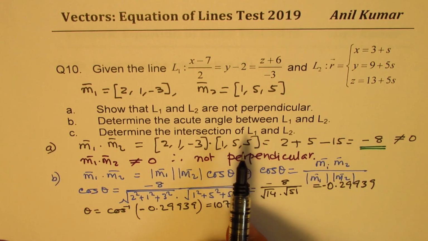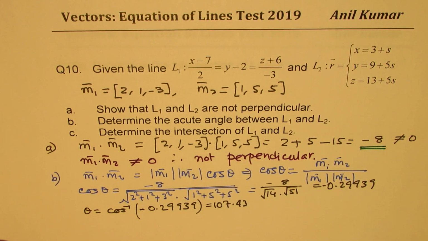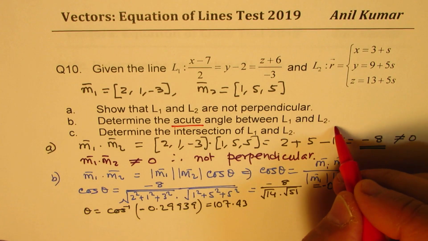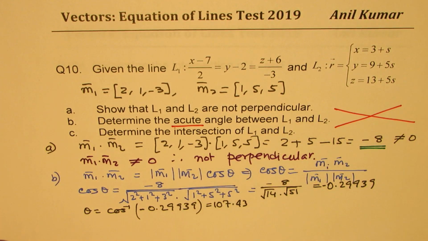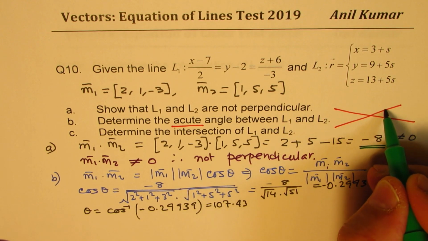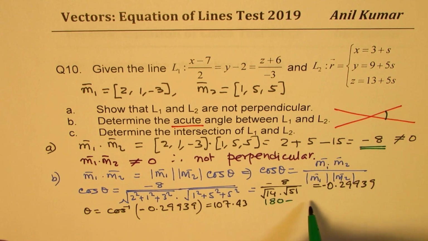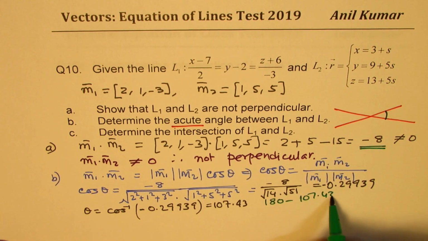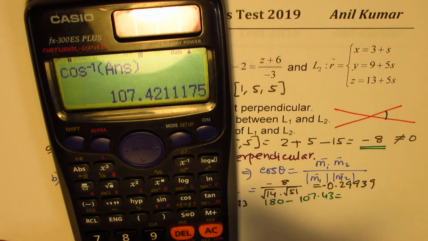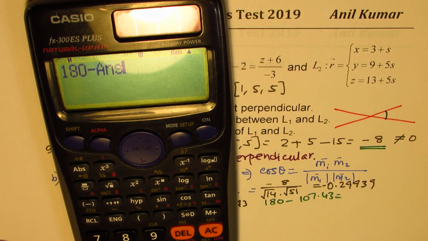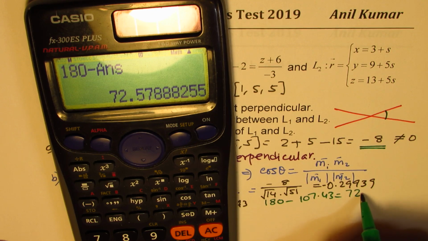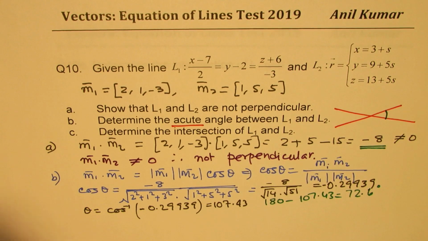We are looking for the acute angle. So whenever you have lines, you could get both. We are interested in this angle, the acute angle, which is going to be 180 minus 107.43. So we'll take this away from 180 and we get 72.576 degrees as the answer. So that is how you can find the angle between the two lines.